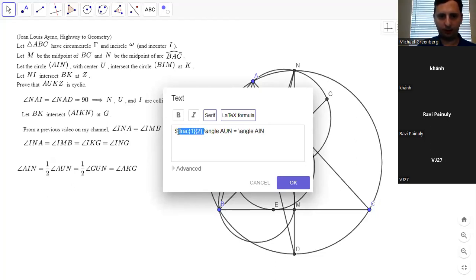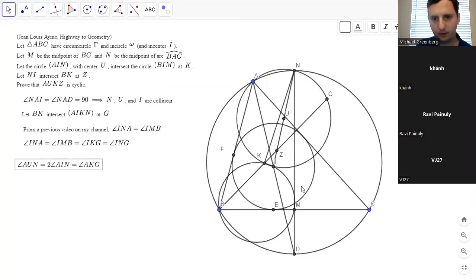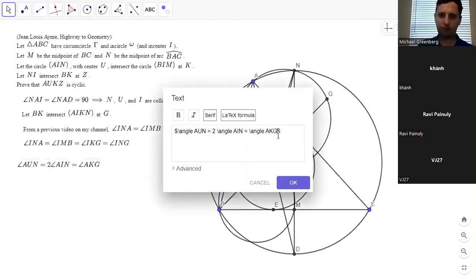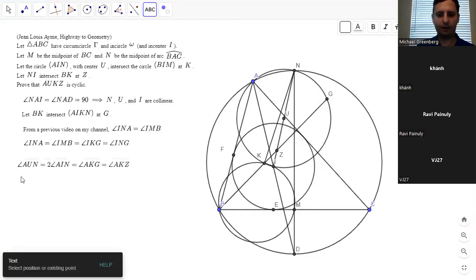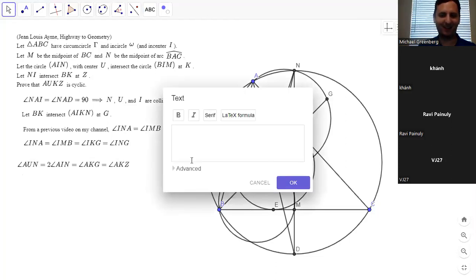So yeah, let me write it like this. So AUN is twice angle AIN, which is angle AKG. There we go. So that means that, which is AKZ. So yeah, AUKZ is cyclic. All right, it's time to move on to the next one. I'm sorry I spent so long on this. AUKZ is cyclic.